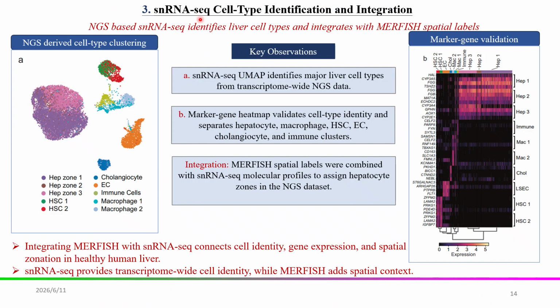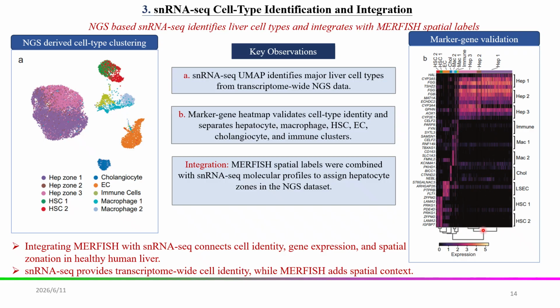This slide shows the NGS-based single nucleus RNA sequencing result and how it was integrated with MERFISH. On the left, panel A shows the single nucleus RNA sequencing UMAP. Each dot represents one nucleus, with similar gene expression profiles clustered together. From this transcriptome-wide NGS data, the authors identify major liver cell types including hepatocyte zones, macrophages, hepatic stellate cells, endothelial cells, cholangiocytes, and immune cells. On the right, panel B is the marker gene heat map. This validates the cell identities because each cell type expresses specific marker genes.